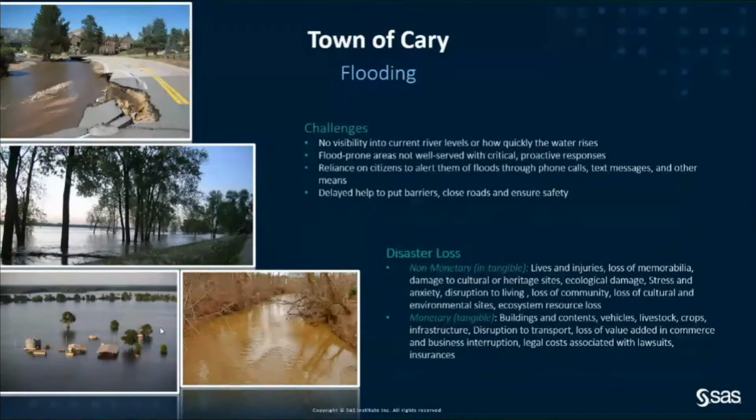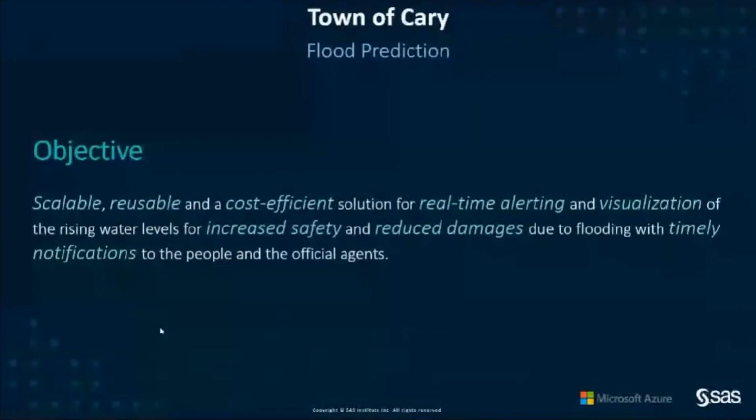So how can we prevent this? We provide a solution that predicts the flooding, and how we can take action. The objective was to have a scalable, reusable, and cost-efficient solution that can provide real-time alerts and notifications of the places where the water level is rising, so the officials, or the people involved in safety, can take the right measures and reduce the damages caused by the flooding.